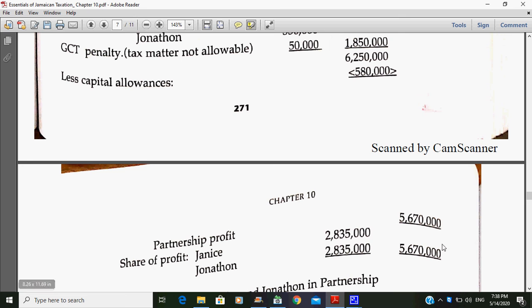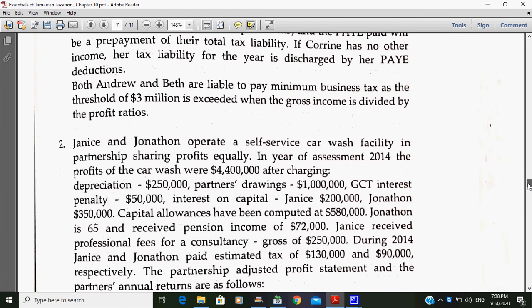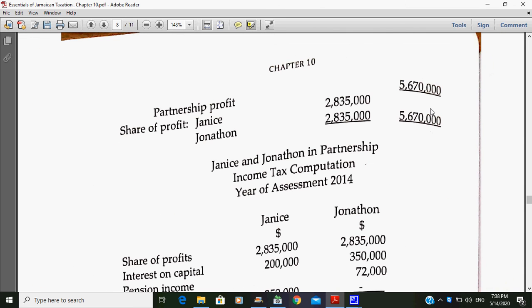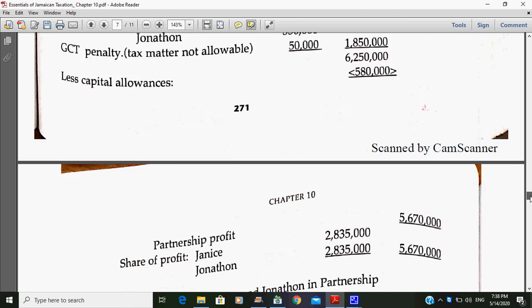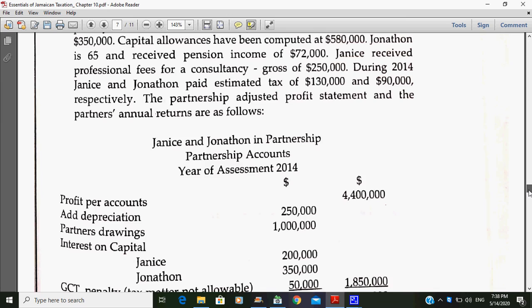Then you're going to share this now, meaning you divide it by two, because the question said that Janice and Jonathan share profits equally. So this would be the profit that would be shared equally. Then you share them, add them back together, and balance off, and that's it. This was the part where you do the partnership accounts.